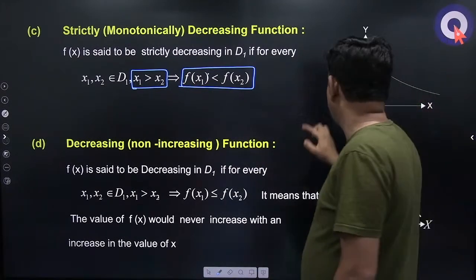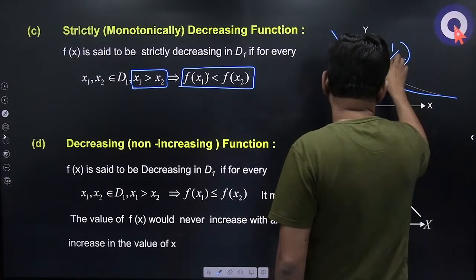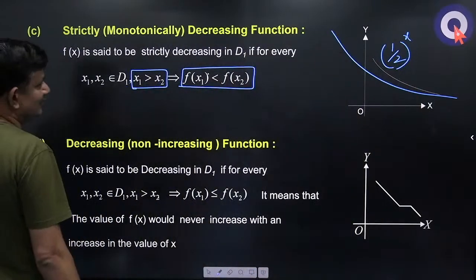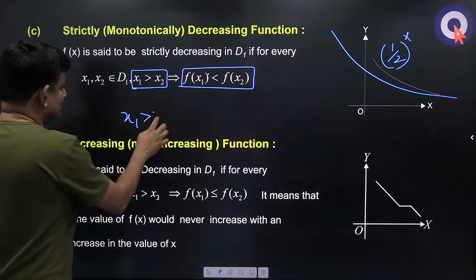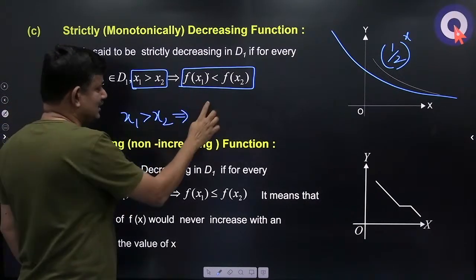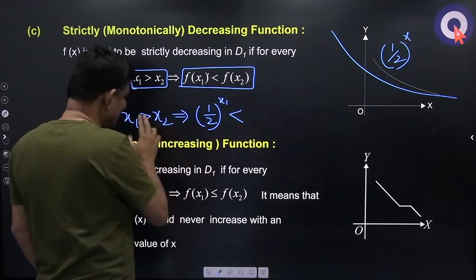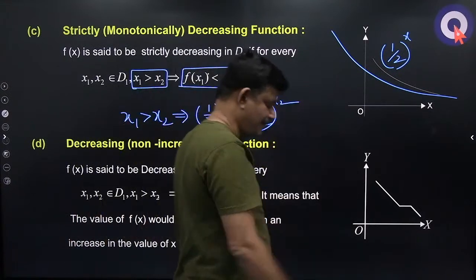So whenever you are applying or removing a decreasing function on an inequality, inequality will reverse. For example, this is the graph of 1 by 2 power x. 1 by 2 power x is a decreasing function. So if you know x1 is greater than x2, then you can say 1 by 2 power x1 will be less than 1 by 2 power x2, inequality will reverse because the function is a decreasing function.